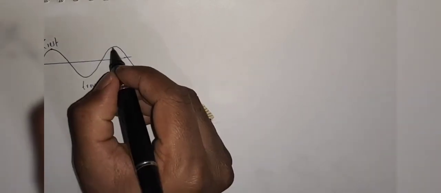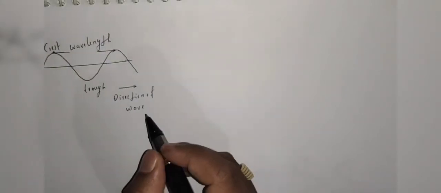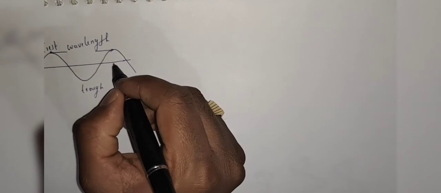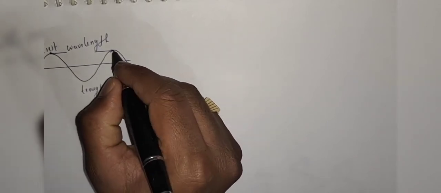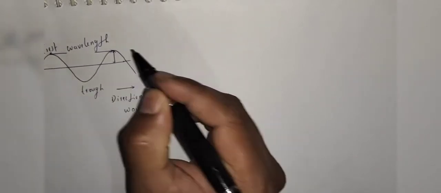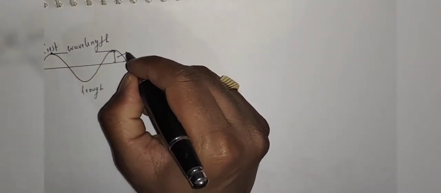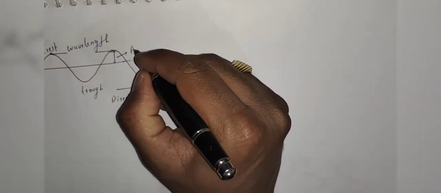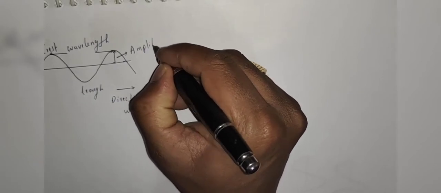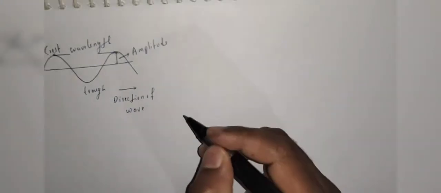and the distance between two crests, we call this distance the wavelength, and the distance between the midline and the crest point, we call this the amplitude. This is the basic structure of a wave.